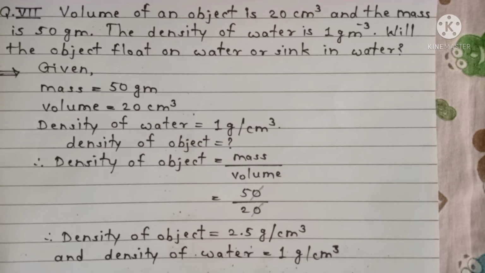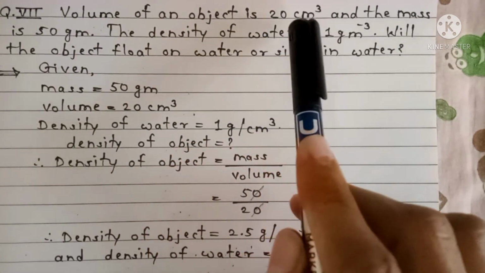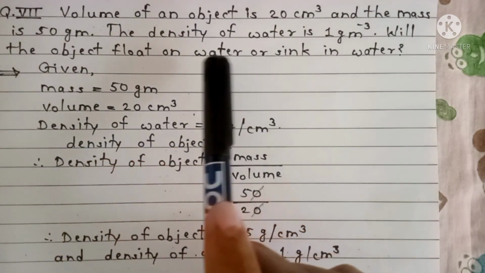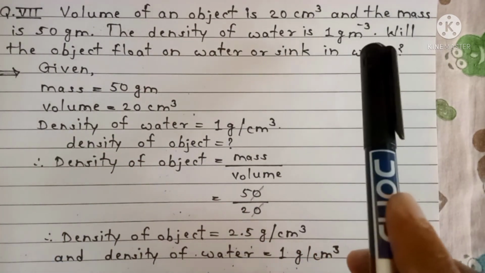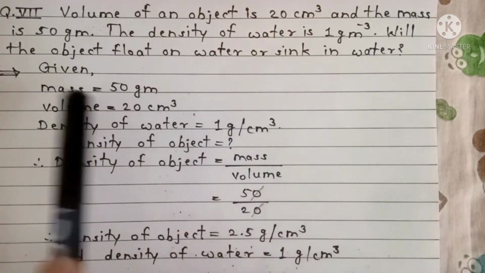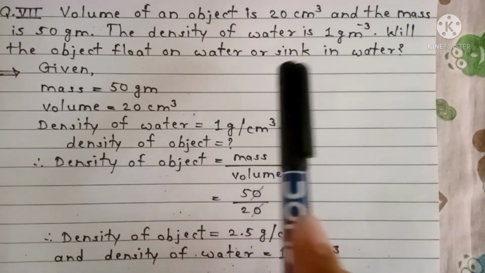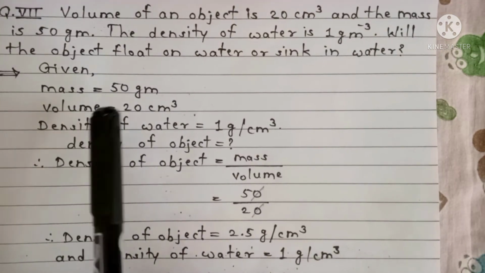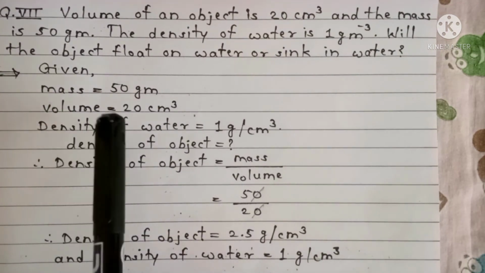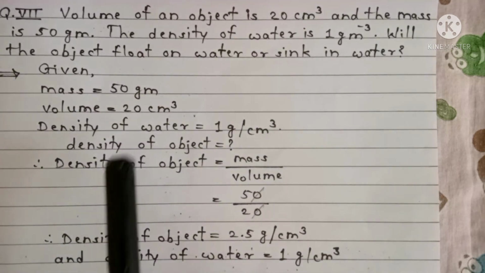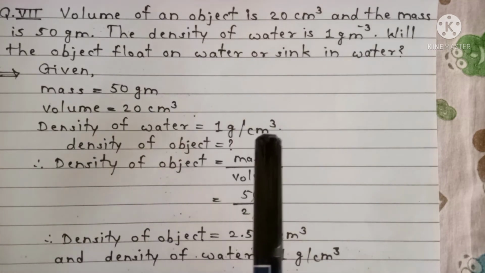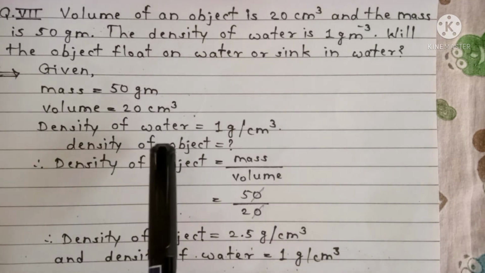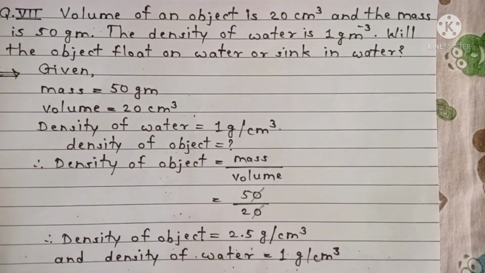Now question number 7. The volume of an object is 20 centimeter cube and the mass is 50 gram. The density of water is 1 gram per centimeter cube. Will the object float on water or sink in water? So therefore the given things are: mass is equal to 50 gram, volume is equal to 20 centimeter cube, and the density of water is equal to 1 gram per centimeter cube. So therefore, the density of the object we have to calculate.